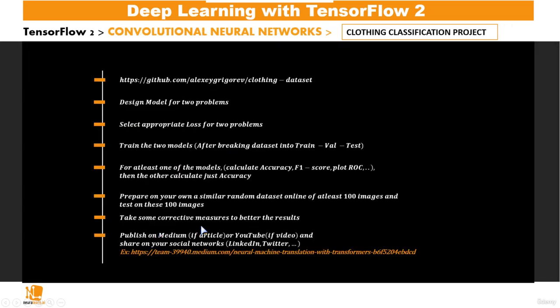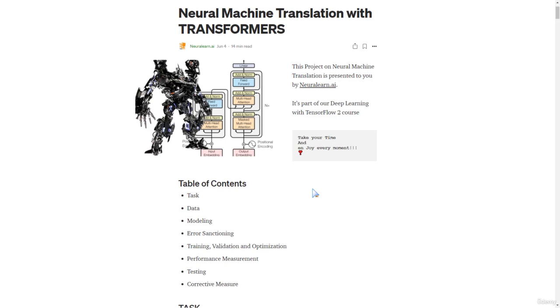And in case it's an article, you could look at this article by neuralens.ai on neural machine translation with transformers, which is found on Medium. Here is the Medium article in question, and as you could see, our table of content is made of the task, data modeling, error sanctioning, training, performance measurement, testing, and corrective measures. So you could use this as a template for presenting your own projects.